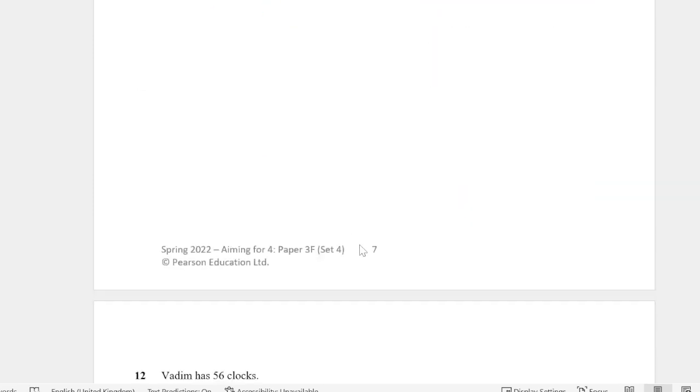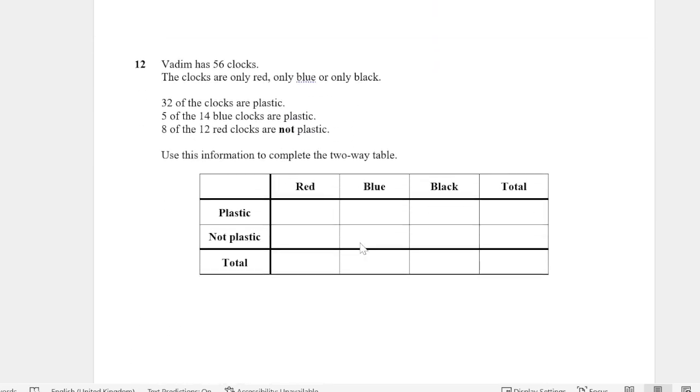Okay, question 12 then. We've got a nice two-way table. I'm going to enter the information from the question before I do anything. So Vadim has 56 clocks. They're only red, blue, or black. 32 of the clocks are plastic, so plastic total would be 32. 5 out of the 14 blue clocks are plastic, so that's 2 bits of information. I can do 14 there and 5 there. And then 8 of the 12 red clocks are not plastic. So red clocks, I've got 8 and 12 that I can fit in there. So that's all the information from the question.